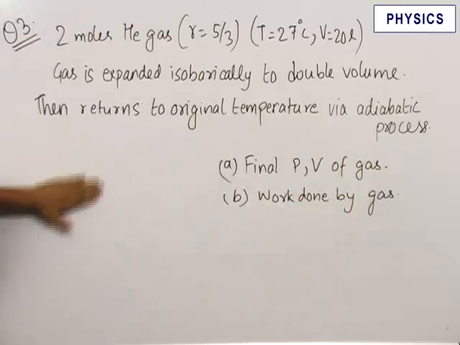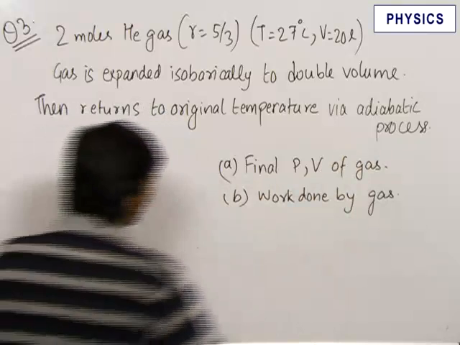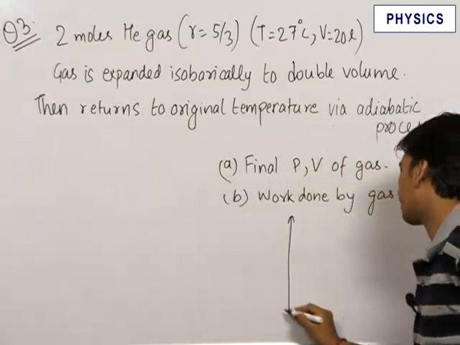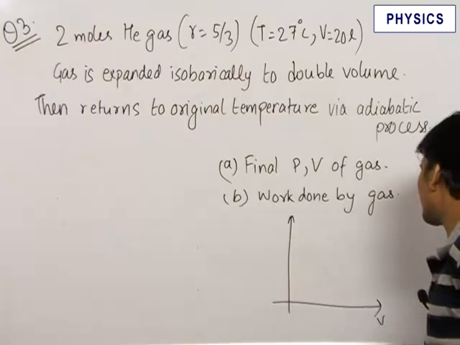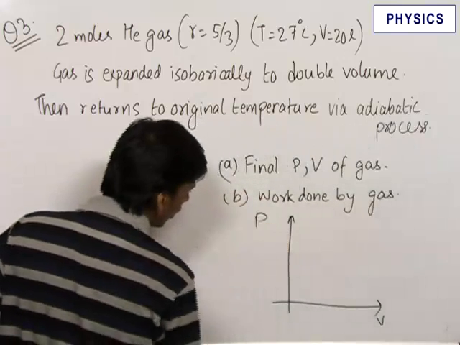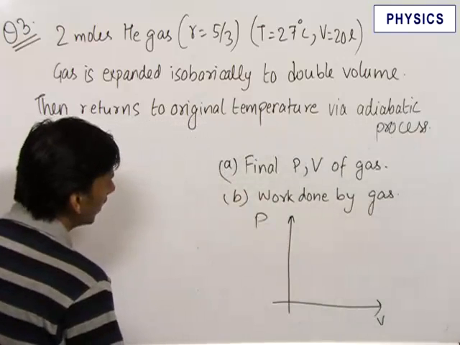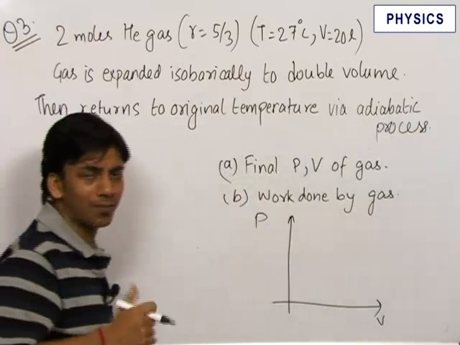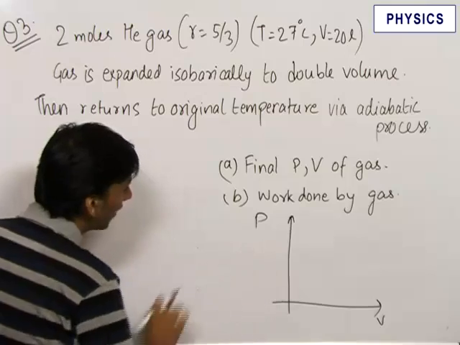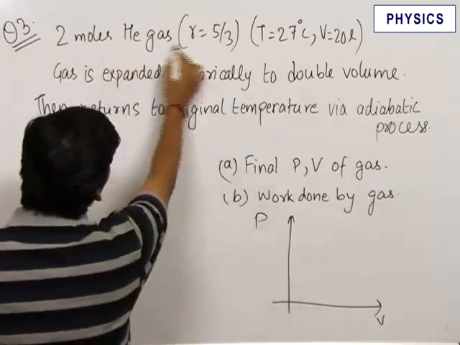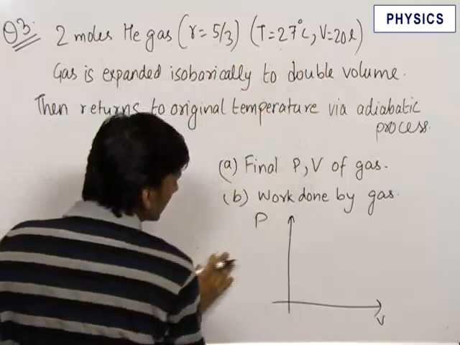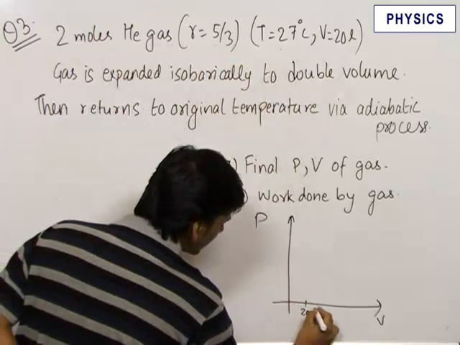So to get an idea of what is happening, the first best thing to do is draw the graph. It's generally more comfortable drawing the pressure volume graph, so I am drawing the pressure volume graph. This just gives us a clear picture of what is happening, so it is always advisable to draw the graph first. Initially 2 moles of helium gas was at a temperature of 27 degrees Celsius and 20 liters. Let this be 20 liters.